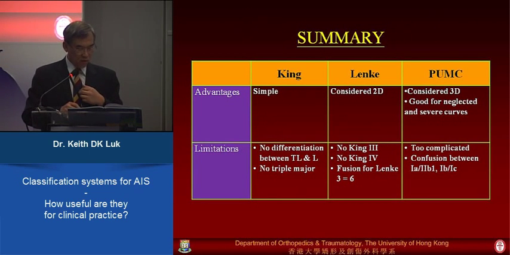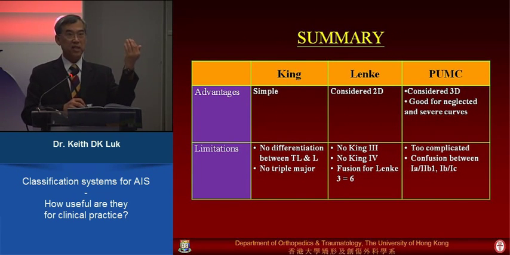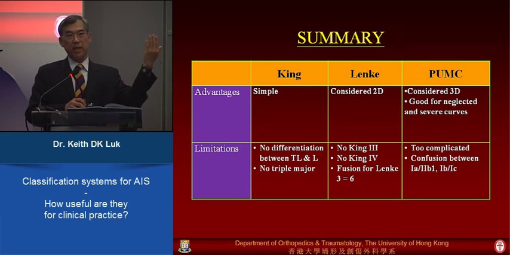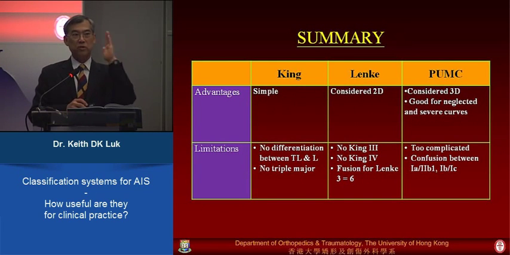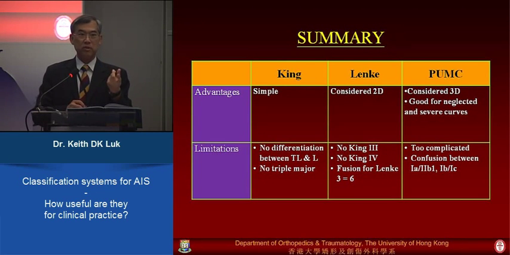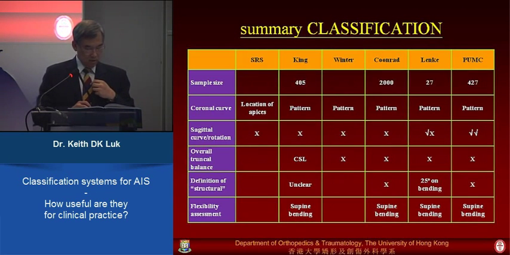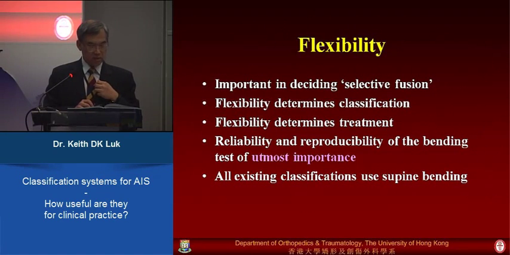So if you compare all these classifications available, there are some pros and cons of each of these. But you can see the development has changed gradually from a coronal pattern recognition to a coronal sagittal, and now it's a coronal, sagittal and axial deformity. But having said all that, there is still pattern recognition.